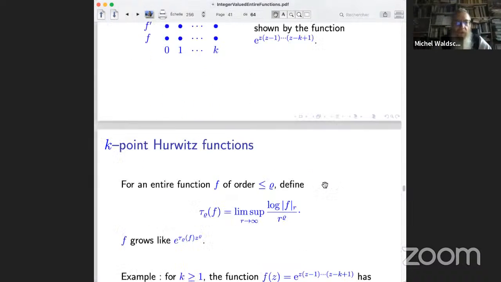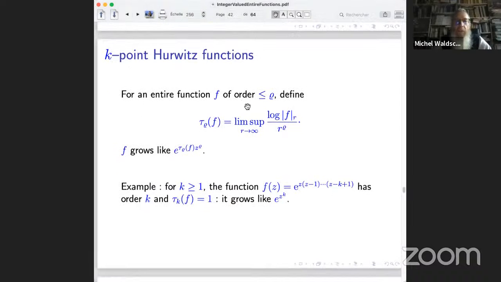Now for a k-point Hurwitz function, we can define the type. If you take rho equal 1, this is the exponential type. If you take any positive number rho, for an entire function of order at most rho, we define the type of index rho as the lim sup of log f(r) divided by r to the rho. So the exponential type is tau 1 of f. And it means that f grows like exponential tau z to the rho. And if you take the function which I mentioned just before, exponential z, z minus 1, z minus k plus 1, the order is k and the type is 1. It grows like exponential 1 times z to the k.